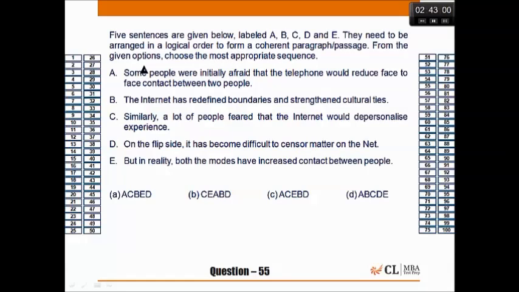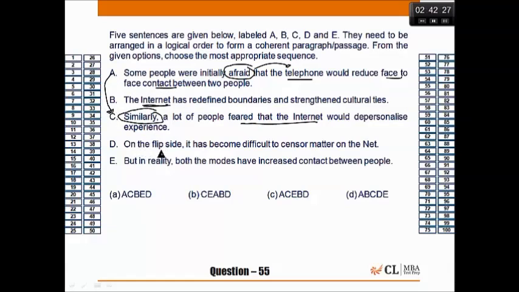55. Again, parajumble. Let's see. Some people were initially afraid that the telephone would reduce face-to-face contact. Okay, some problem. They were afraid the telephone would reduce one. Okay. Internet has to do this, and we have the internet redefining boundaries and strengthening cultural ties. These two have to be very far apart, A and B. Anyway, similarly, a lot of people feared the internet would. Okay, so some people feared. I think there is a strong connection between A and C.